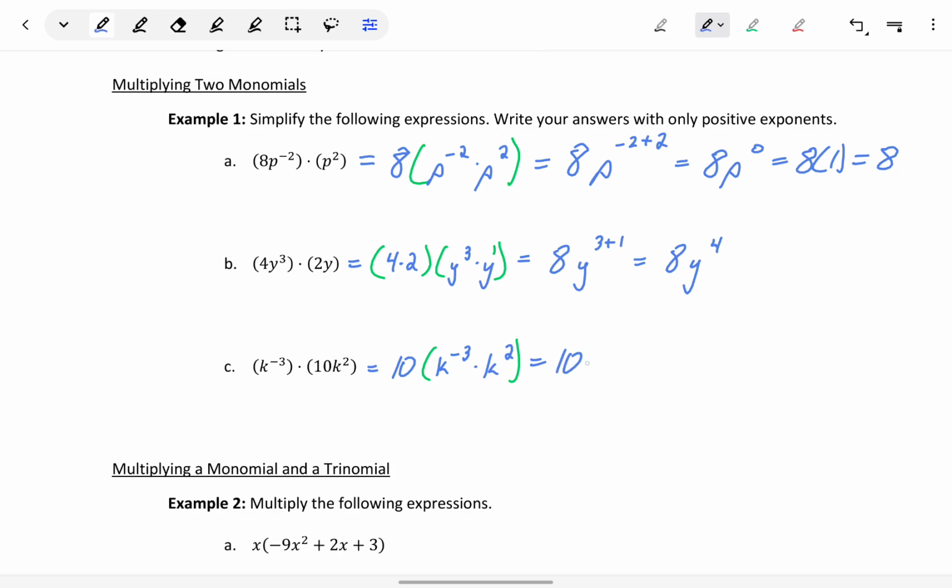So this will just be 10 times k to the negative 3 plus 2, or 10 times k to the negative first. But we're told to only use positive exponents, so now we'll use another property of exponents to rewrite this as 10 over k to the first power, since that negative 1 becomes positive 1, which is the same thing as just 10 over k.